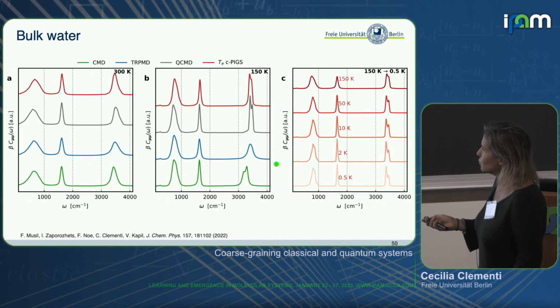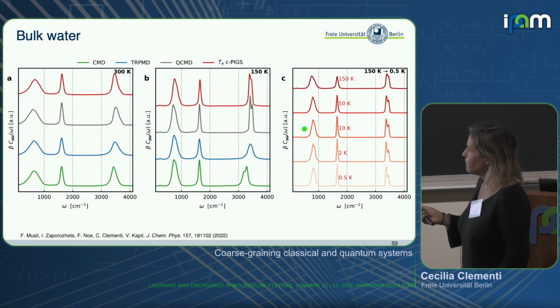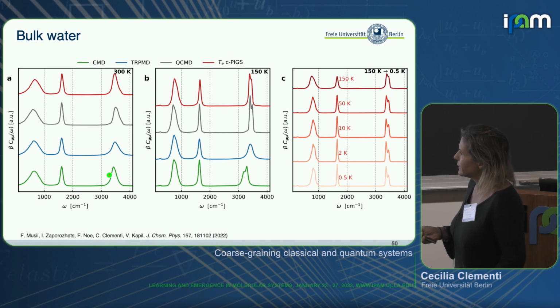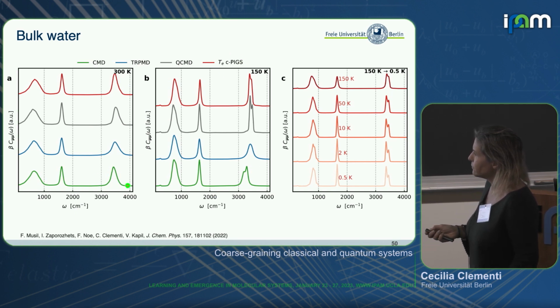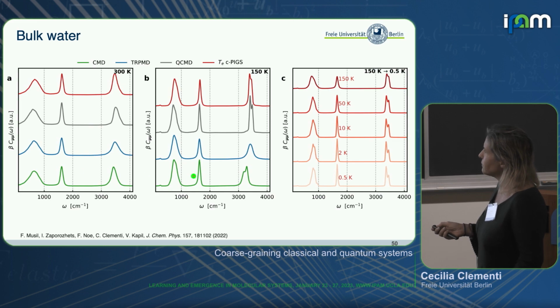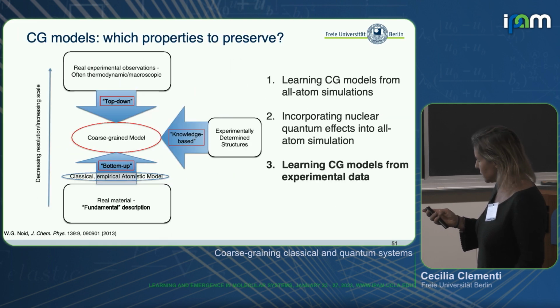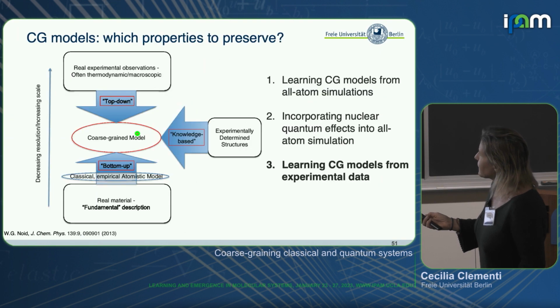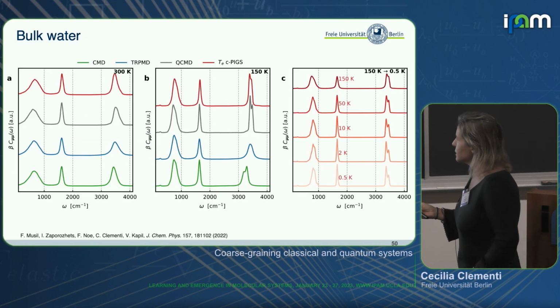And we can also do bulk water, also go to cryogenic temperature, and we also see here our results are in red, and the reference is in green, and we match the positions of the peaks. No, I think the reference is in black. Yeah, the reference is in black. Okay.